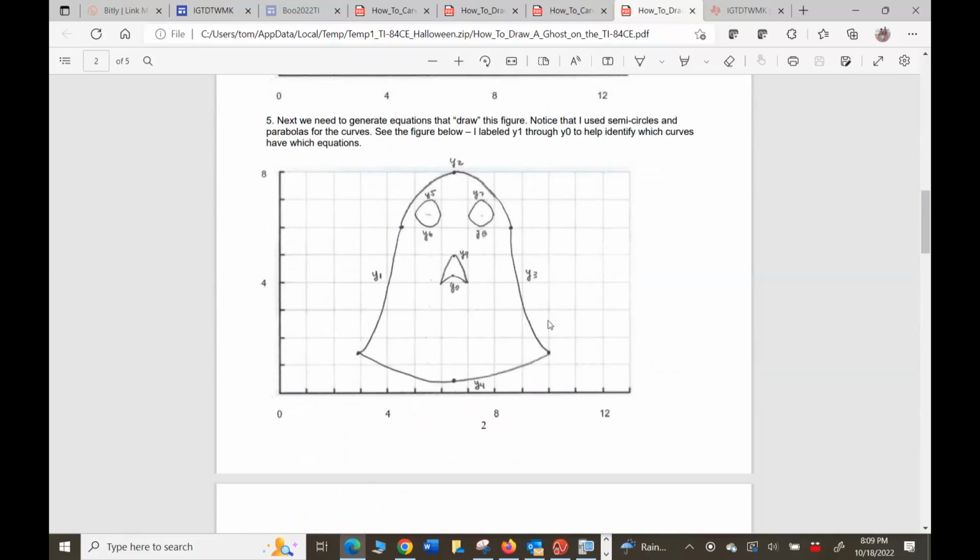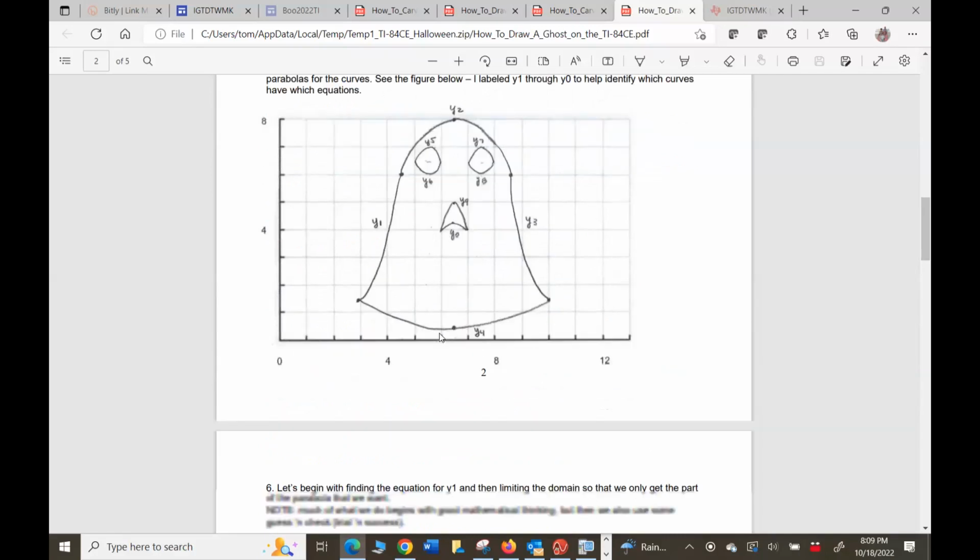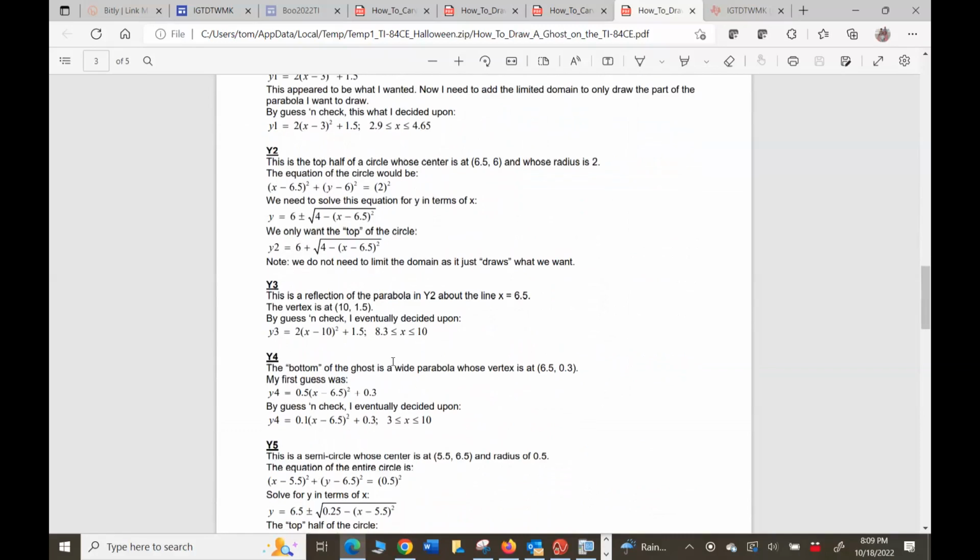Y3 turned out to be a reflection of Y1 through this axis of symmetry right here. So the equation was similar, except I'm going with the left-hand side of the parabola. Again, this is the vertex right here at (10, 1.5), and again I'm using 2 because it's got that symmetry. I just had to figure out what values of x to use here.